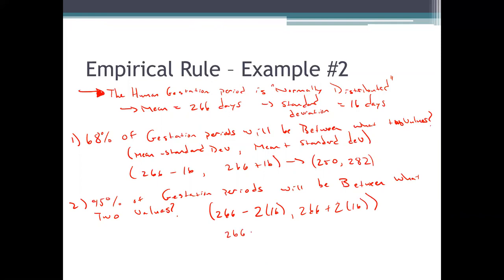So it's going to be 266 minus 32 and 266 plus 32. So it looks like it's 234 to 298. 95% of gestation periods for humans are going to last somewhere between 234 days and 298 days. That's just a practical application of the standard deviation. We're going to use this empirical rule a ton later on in class, especially when we get to confidence intervals and hypothesis testing.